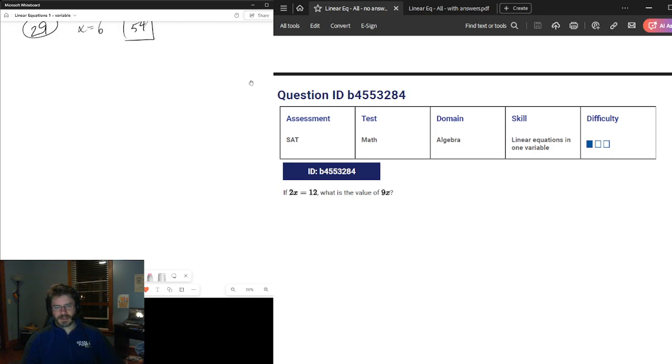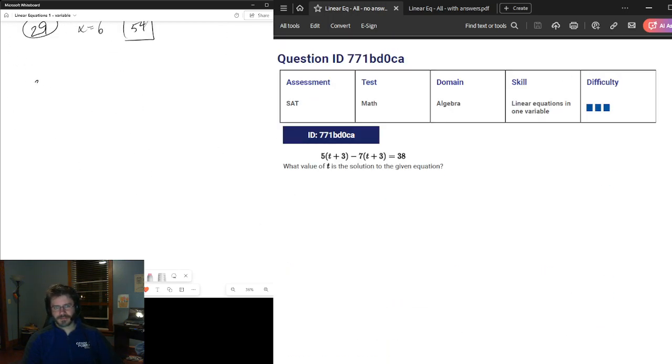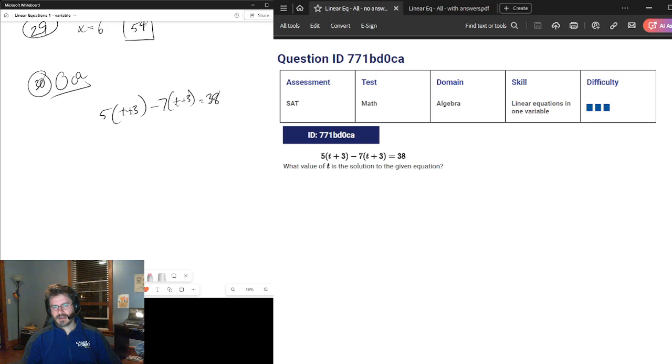And finally, question 30. 0CA. All right, we've got 5 times (t plus 3) minus 7 times (t plus 3) equals 38. What value of t is the solution?